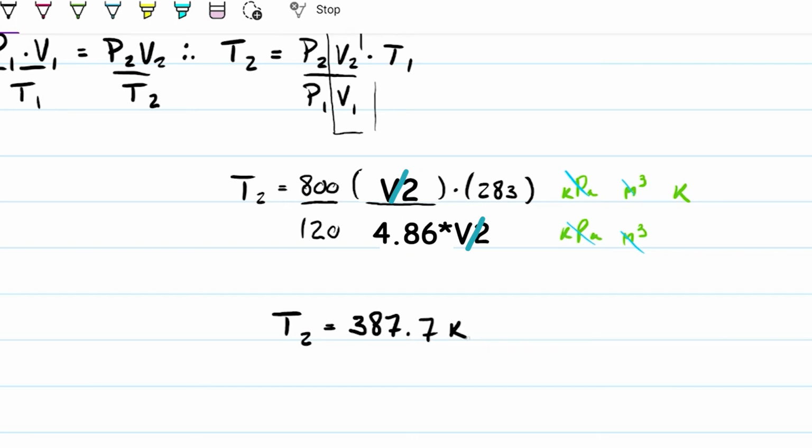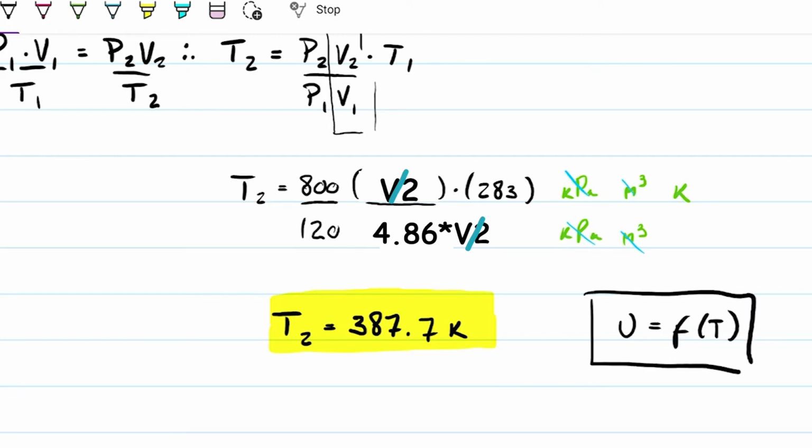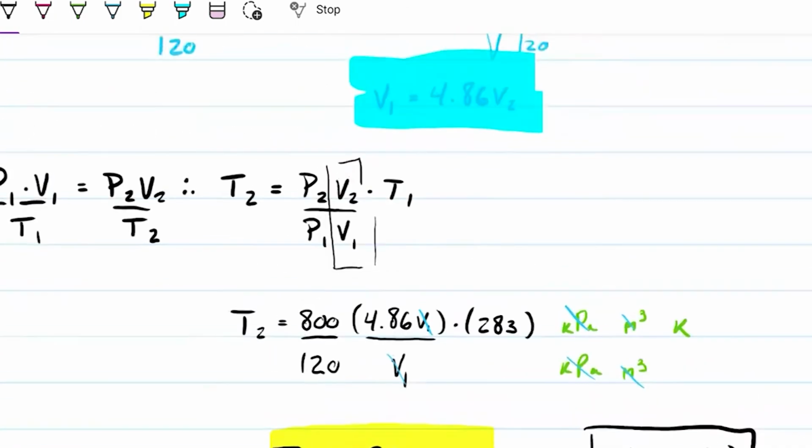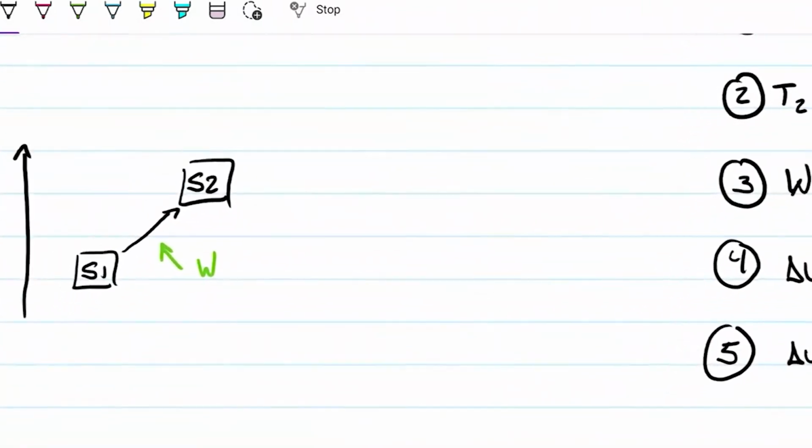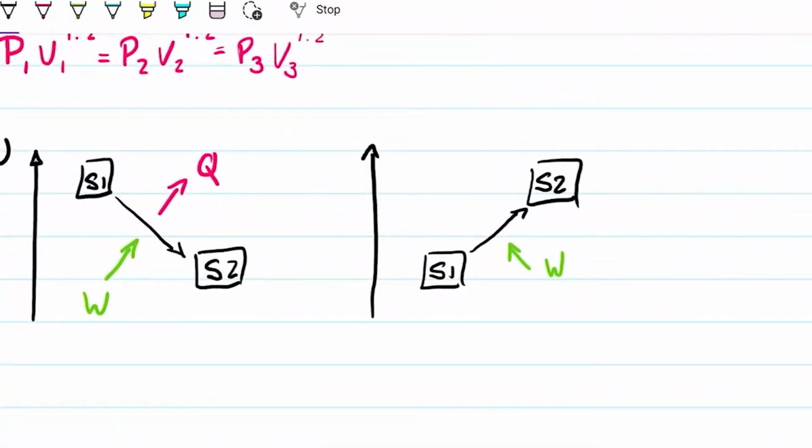Okay, so now note that I have something very important. Now I know what's happening with my temperature, and because my internal energy is a function of my temperature, I can tell you for sure whether it's increasing or decreasing. Our original temperature is 283, our new temperature is 387. So my internal energy is increasing. So let's go back to our drawing, our analysis. Here it is. Okay, so this is not the case. I'm not decreasing my internal energy.